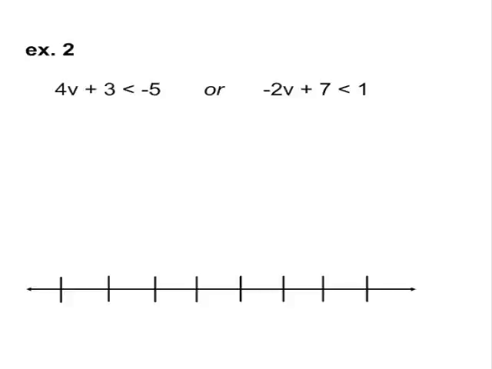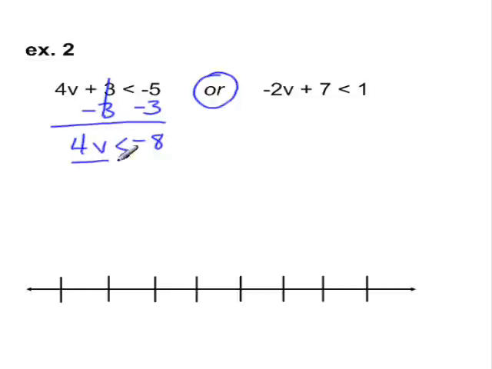Example 2 is an or inequality problem, and that doesn't mean that we get to choose which one we want to do. We're going to have to solve both of these, but this is a little bit easier to detect what it's supposed to look like because we have the keyword or here in between them. Alright, solving the one on the left, we're going to be subtracting 3 first. And we'll have 4v is less than -8. We'll divide both sides by 4. And that gives us v is less than -2.